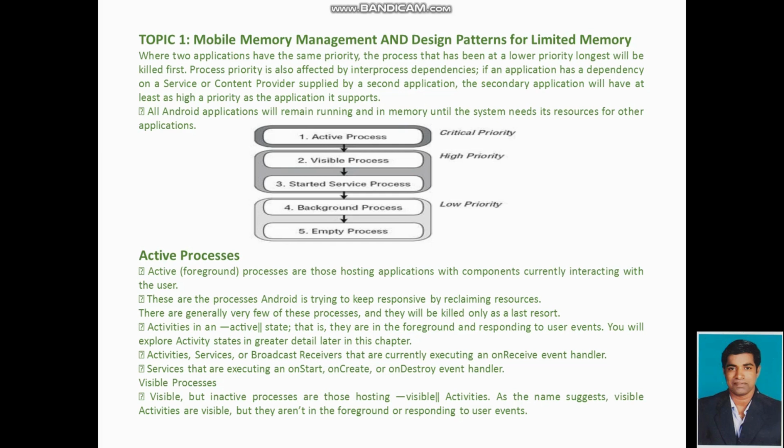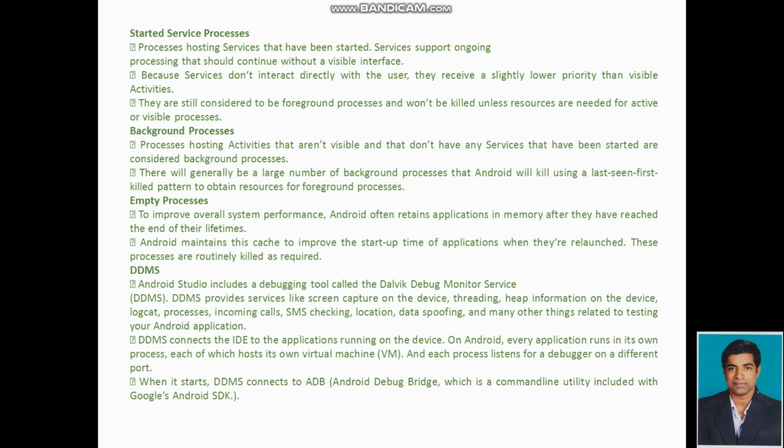Now the second priority level, that means high priority level, in which visible but inactive processes are those hosting visible activities. As the name suggests, the visible activities are visible but they are not in the foreground or responding to user events. Started services also come under high priority.